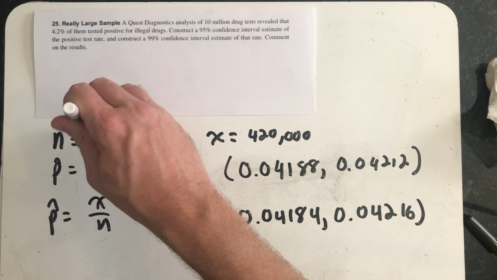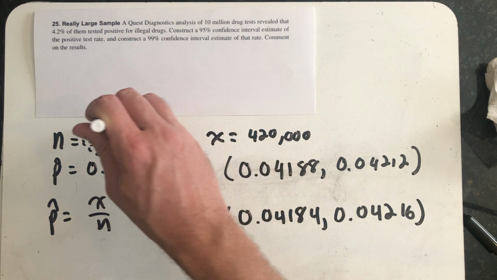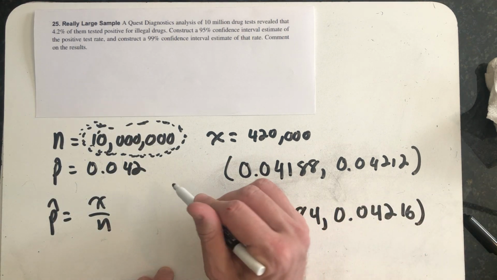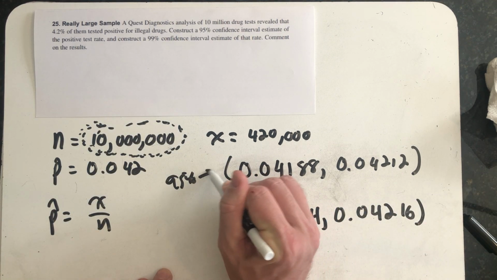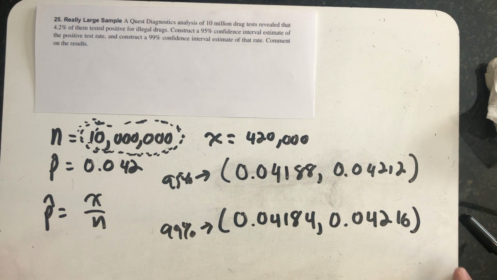And again, that is the effect of a super large sample, that my margin of error has gone down and it's very small at the 95% level and the 99% level. All right, well, that's how you use your TI-83 or 84 to find a confidence interval.